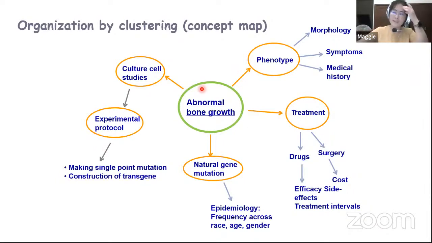So the central idea for this research is you find an abnormal bone growth, right? So first, you can describe the phenotype, the morphology and the symptoms, the medical history, and you can talk about the treatment. We cannot treat that with surgery. And how about the drugs? If there's target drugs, how about the efficacy and the side effects? How about the cost for the treatment?